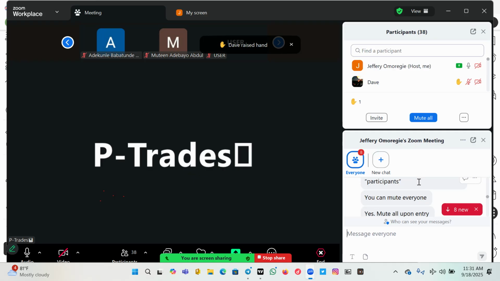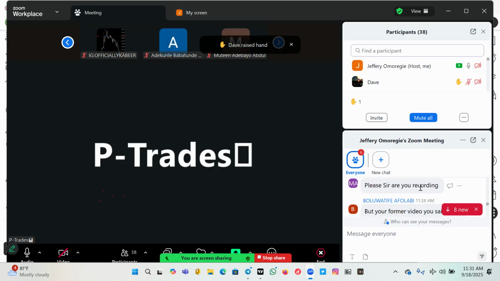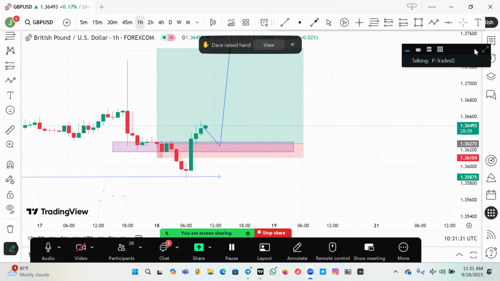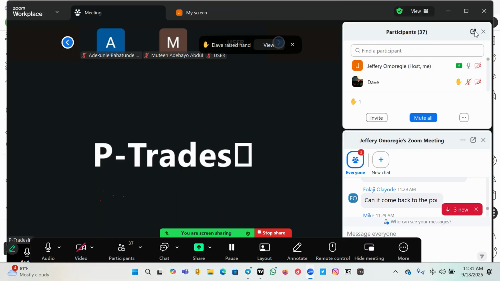My question is based on the SL placement on this key level. My stop losses are always too wide. I can't even get 1:2. How can I correct that?